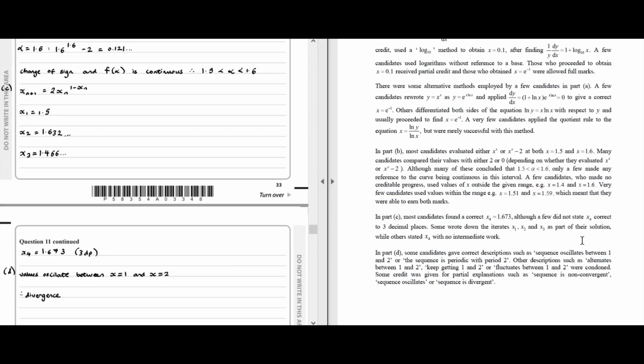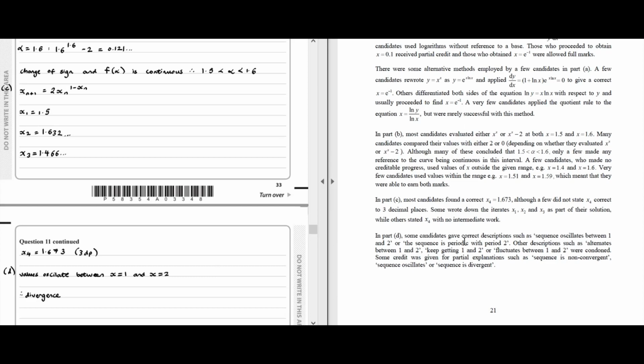Part B, most candidates evaluated their x to the power of x or x to the power of x minus 2 at both these points. A few candidates made any reference to the curve being continuous in this interval. Remember, for that change in sign method you have to talk about the curve being continuous, and if you do that you got the marks. And then for part C we had to find the value of x4. This was actually a quite easy question. Some wrote down the iterates x1, x2 and x3 as part of their solution. You had to state your answer to 3 decimal places.